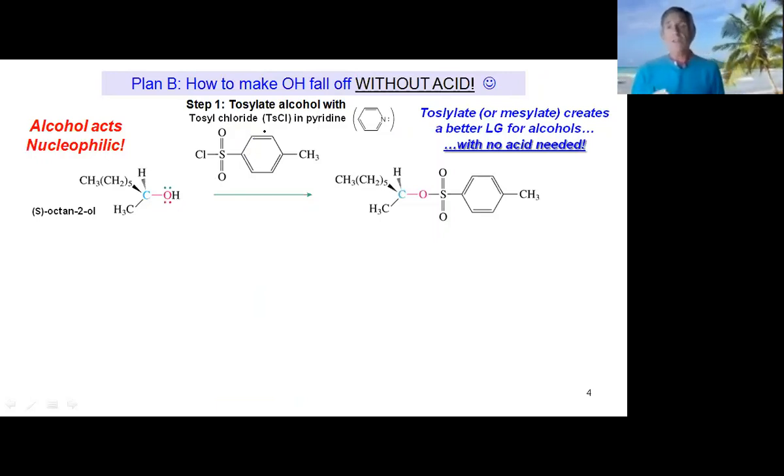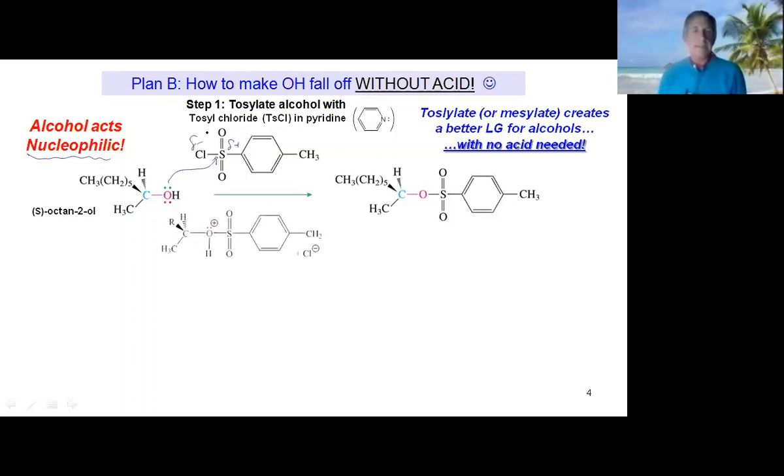Before I turn it into the acetate and do the reaction, what I'm going to do is let my alcohol act as a nucleophile. Yep, it has a lone pair, and I can have it act as a nucleophile on my tosyl chloride. It can react, and this sulfur is very partially positive because it's got this partially negative chloride on it. Okay, and so it's going to react and form this molecule here.